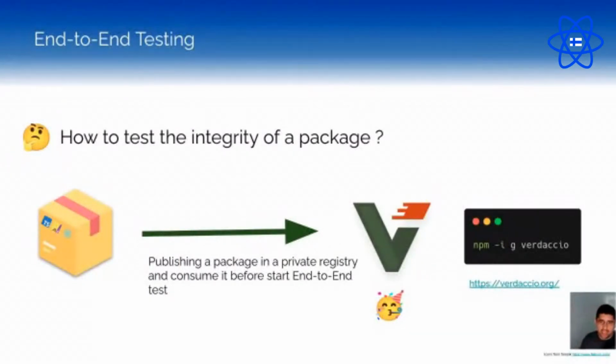And Verdaccio is a nice library, easy to install with just a command, very lightweight, only 1 megabyte, and fast to have your own mini registry in your hands. It could be used for continuous integration, or just for hosting a private registry in your company or your personal development. It has many use cases, but let's see the one I like most, which is end-to-end testing.